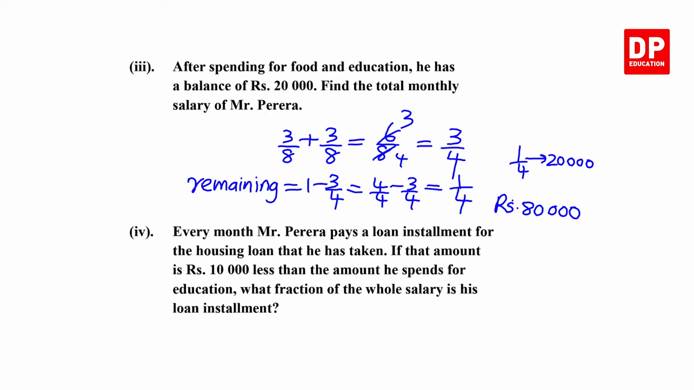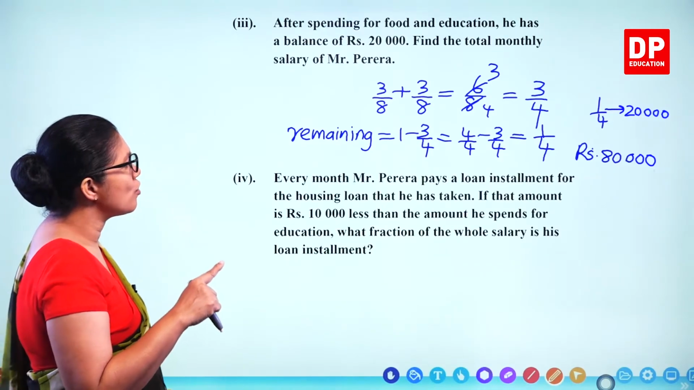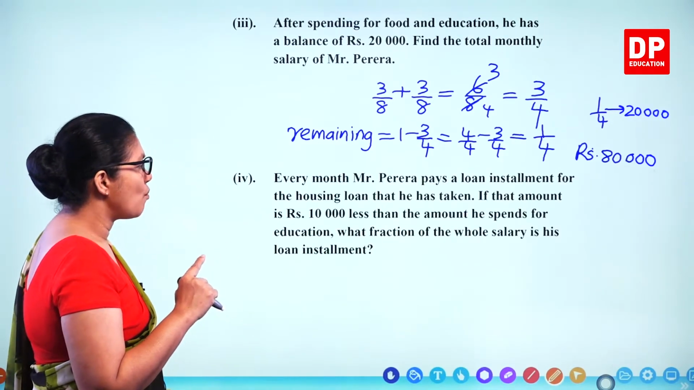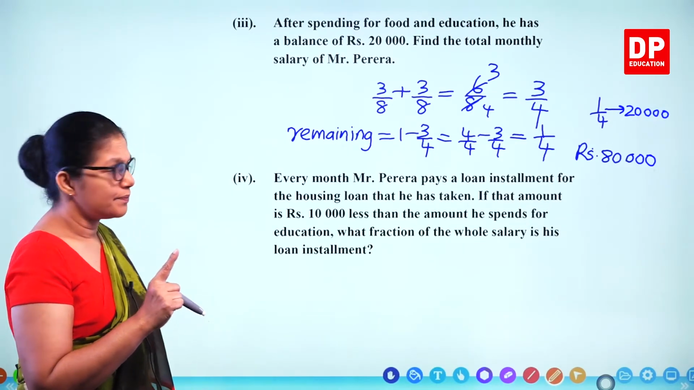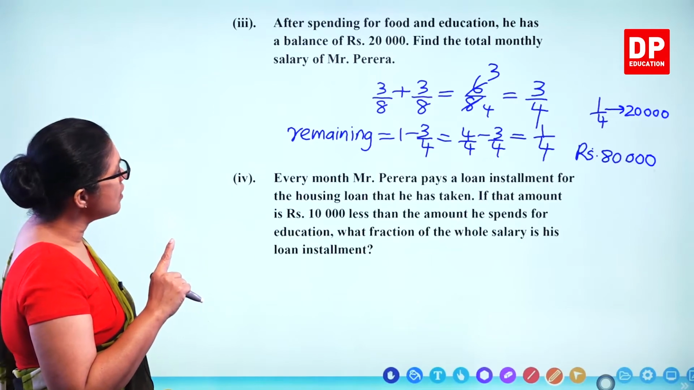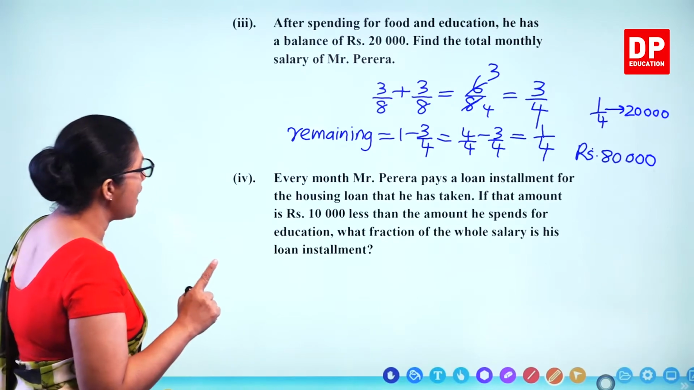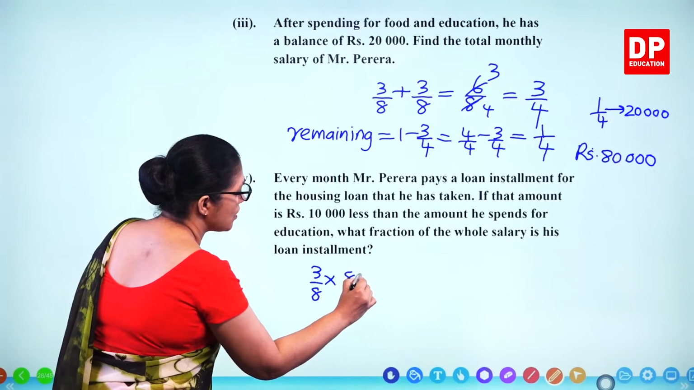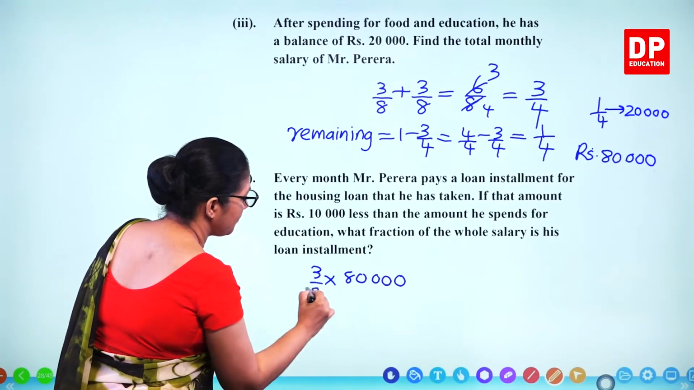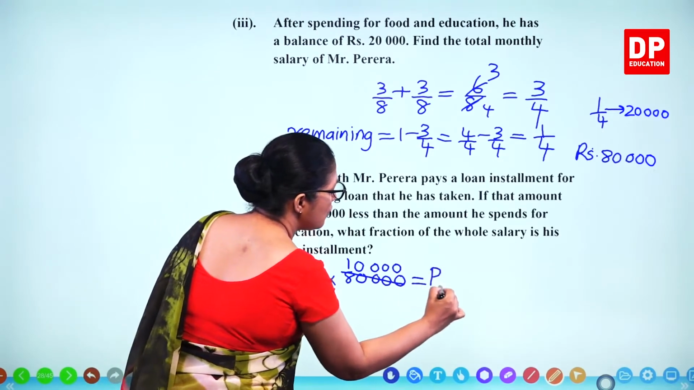Every month, Mr. Perera pays a loan installment for the housing loan that he has taken. If that amount is 10,000 less than the amount spent for education, what fraction of the whole salary is his loan installment? So what's the amount he spent for education? Education we found, that's 3/8 of his salary, 80,000. So that means 30,000 rupees.